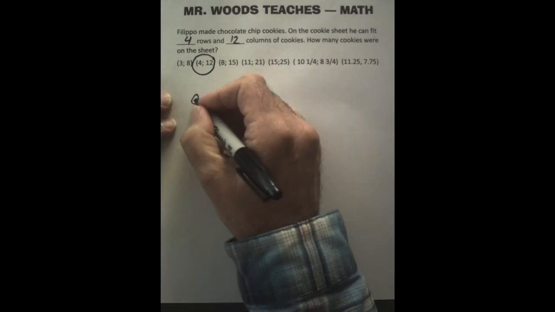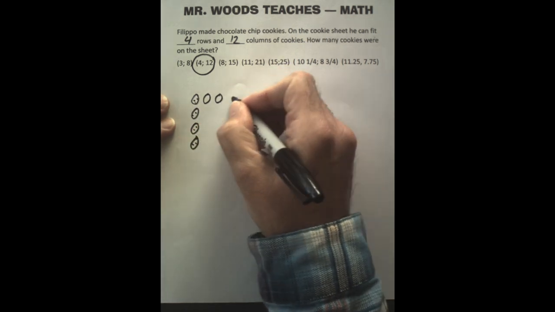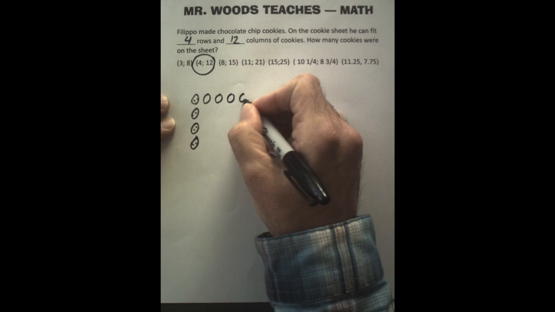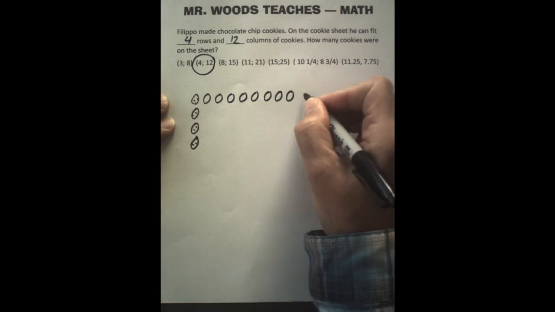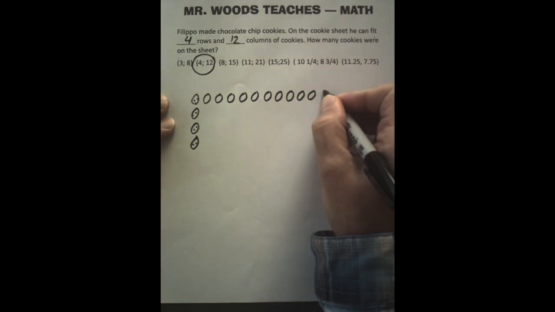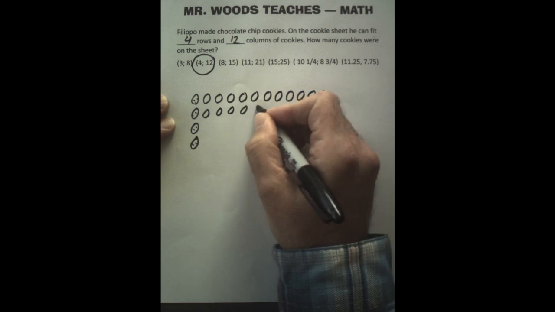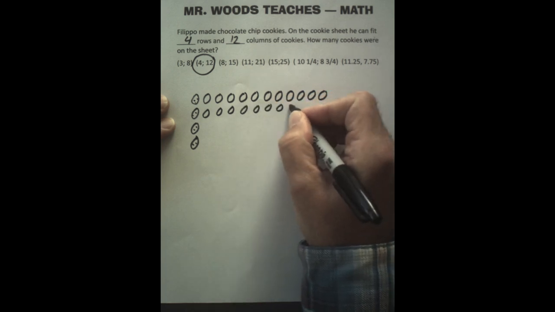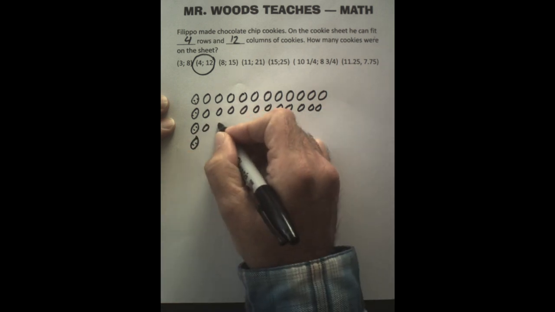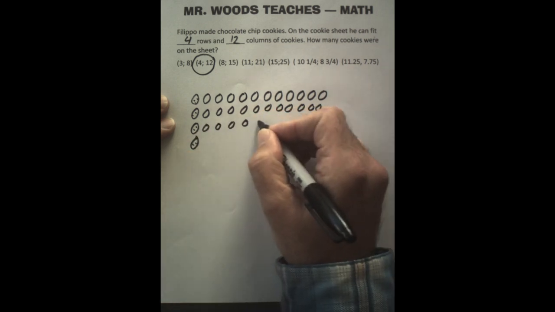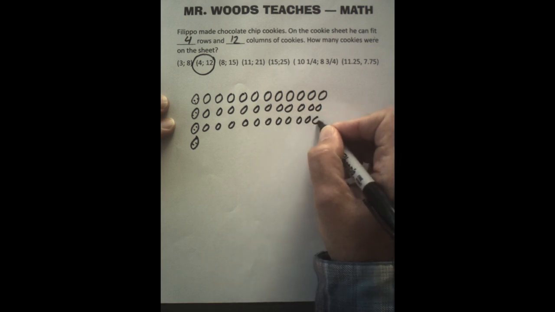So I start out here. 1, 2, 3, 4, 5, 6, 7, 8, 9, 10, 11, 12. Fill it out for the rest of the array. That's what this is. It's just an array. So don't get scared. Or, you know, when you get up into upper math, it could be a matrix. But we're just going to keep it simple. We're going to call it an array of cookies.